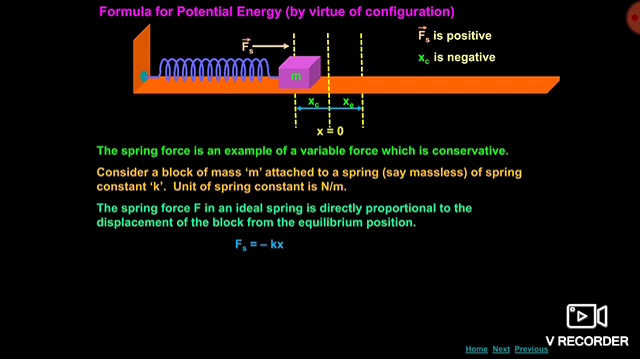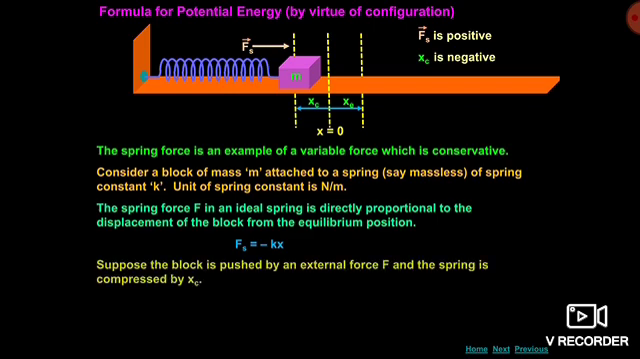The spring force F in an ideal spring is directly proportional to the displacement of the block from the equilibrium position, that is F is directly proportional to x. When you remove the proportionality, one constant will come, F is equal to minus kx, where k is the restoring force per unit displacement. The negative sign shows that this force is acting in the opposite direction of the displacement of the spring. Now suppose a block is pushed by an external force F and the spring is compressed by xc.